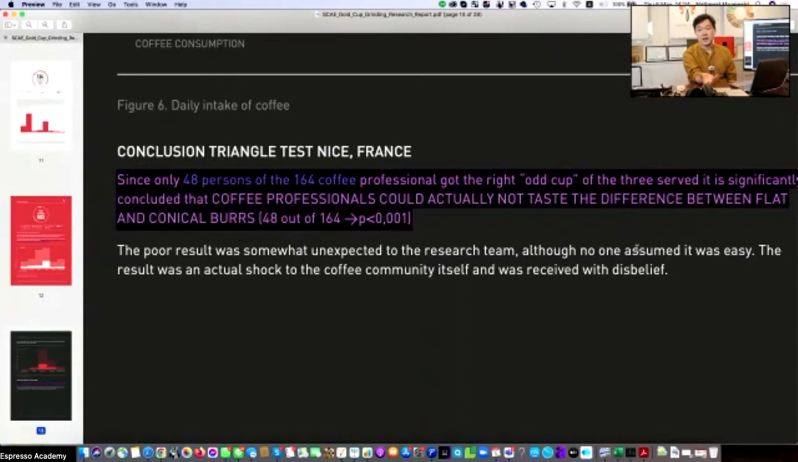The trained tester panel is coffee professionals. You guys are coffee professionals, okay? So before we can say something is different from something else, it would be good to have a triangulation with enough data to confirm it. For this one, they said 48 out of 164.